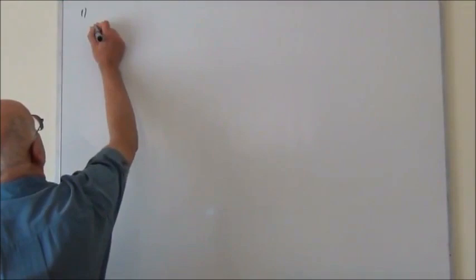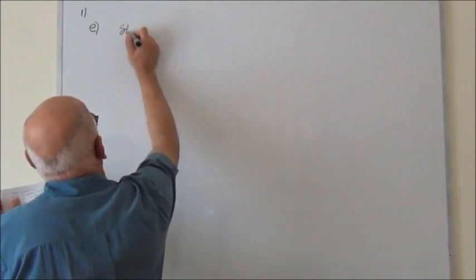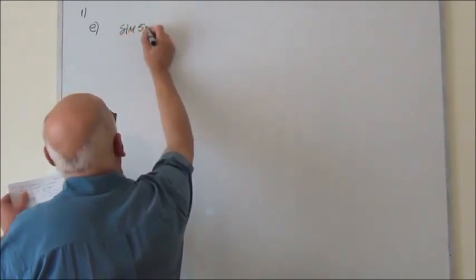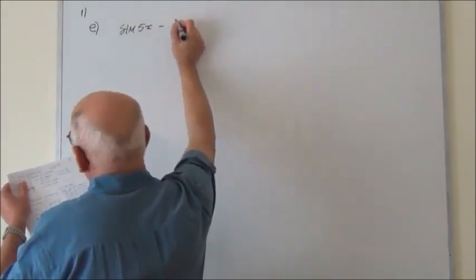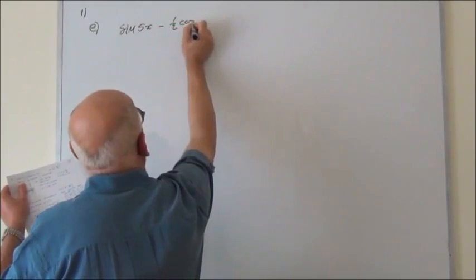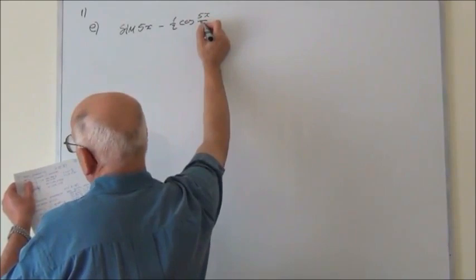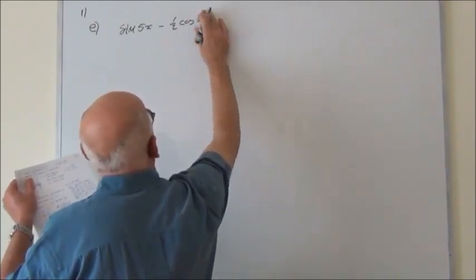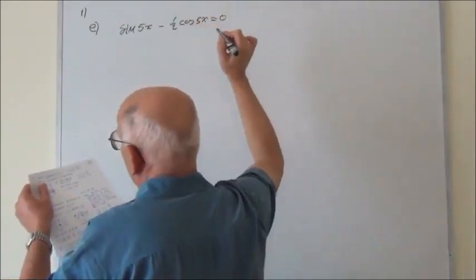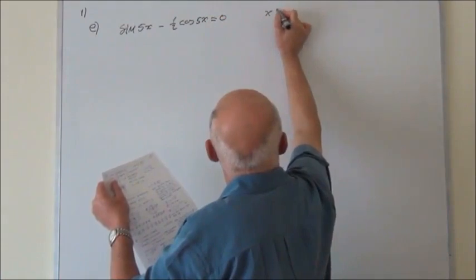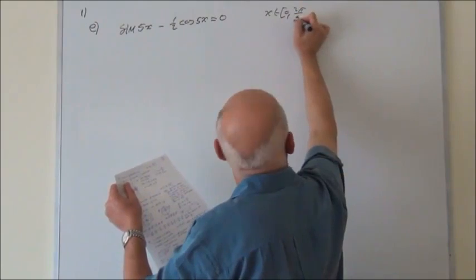So we will go on to question E, and question E is similar to the previous one: sine 5x minus half cos 5x equal 0, and x is from 0 to 2 pi on 5.